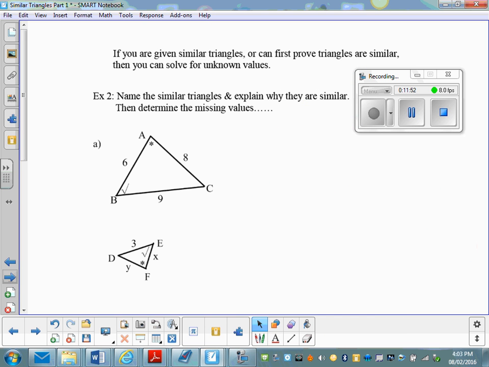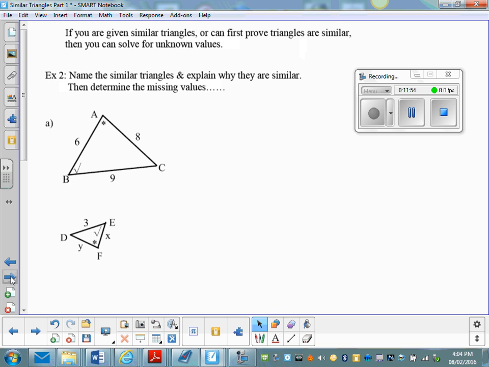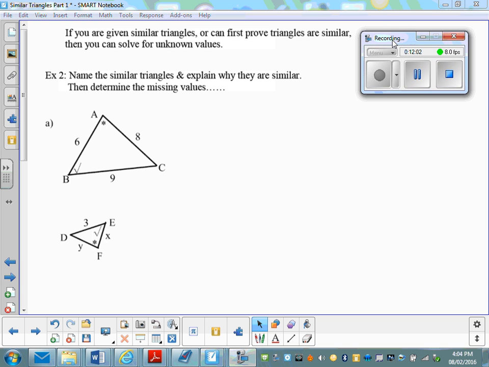All right, our last section here. So if you're given similar triangles, or you can prove that the triangles are similar, then you can solve for unknown values in those triangles. So in this example, name the similar triangles and explain why they are similar, then determine the missing values.